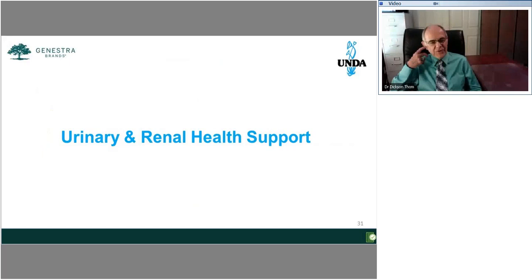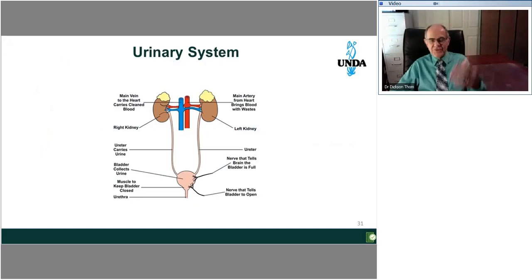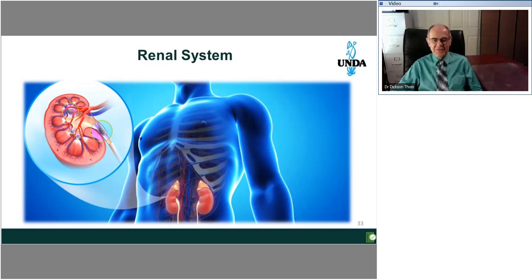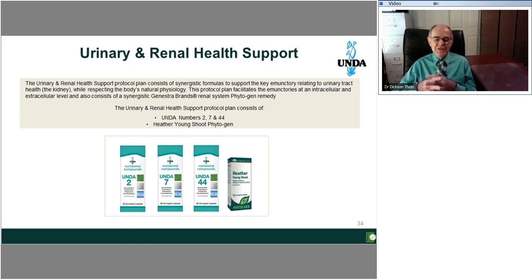Importantly, another among the three is our urinary system and our renal system. We always think of just getting rid of urine, but there are a lot of things that happen before the bladder gets filled with urine to be eliminated from the body. So we have remedies that support this: UNDA number 2, UNDA number 7, and UNDA number 44, along with the phytogen, the heather young shoot.